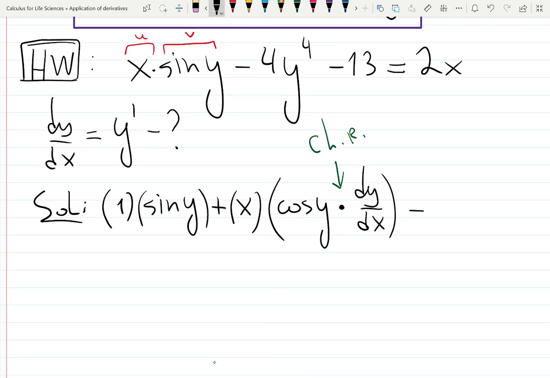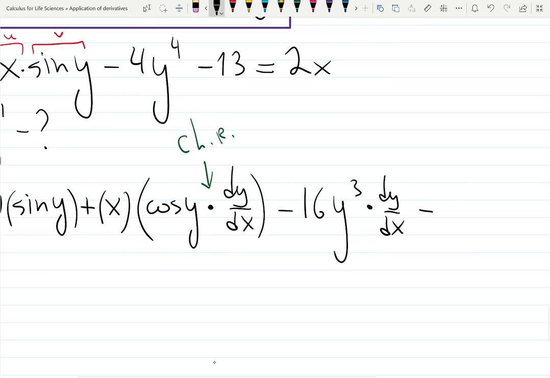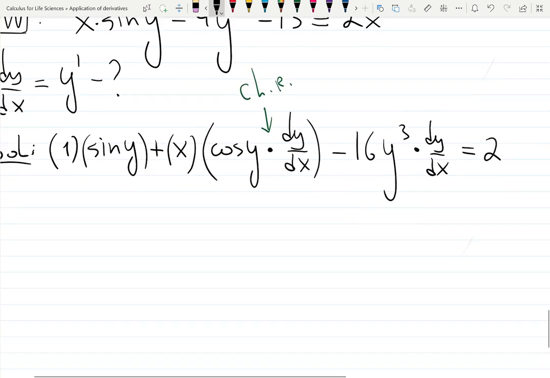Again, when you differentiate something with x, you do it normally because x is the independent variable. When you differentiate something with y, dy over dx pops out because y depends on x. Y is the dependent variable. 4 times 4 is 16y cubed times dy over dx. You see? It pops out from the complicated function y. The 13 gives you 0 equals 2 because 2x gives you 2.